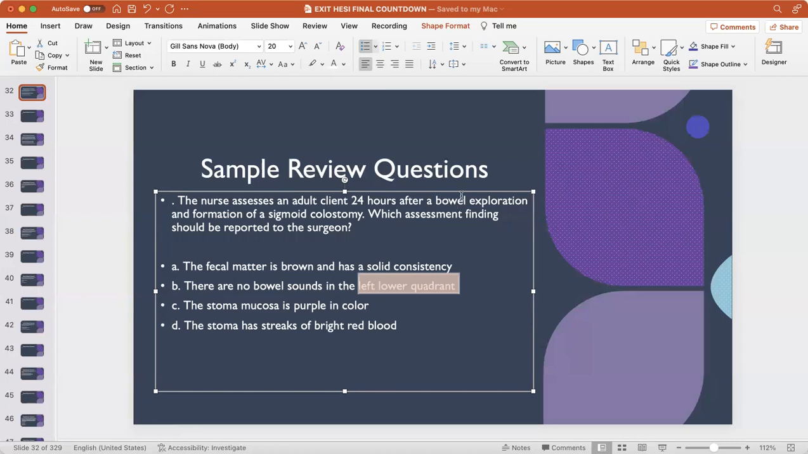What is an exploratory surgery? It's where you poke and prod around, but not really, but you explore the area to see what we need to do. And we're going to start a formation of a sigmoid colostomy, which means what? Peristalsis is going to be slowed or stopped temporarily, right? So we're making a stoma. Now the stoma, if it's purple, what does it mean?